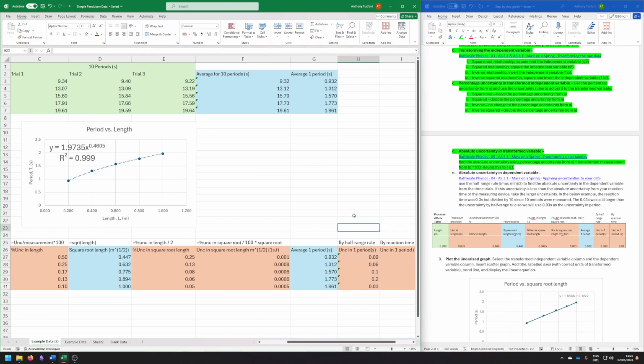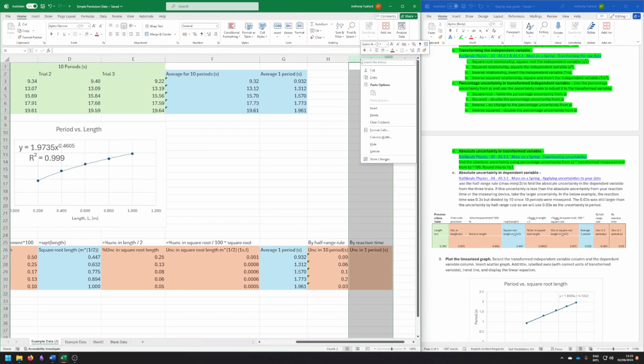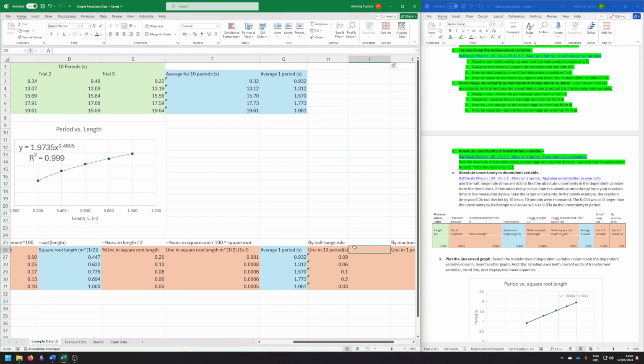Oh, I have forgotten something. Did you catch the error? This was the uncertainty for 10 periods, wasn't it? Because these measurements were for 10 periods. And so, of course, for the uncertainty in 1 period, measured in seconds, it would be the uncertainty in 10 periods divided by 10.